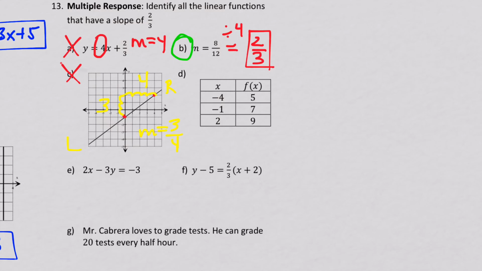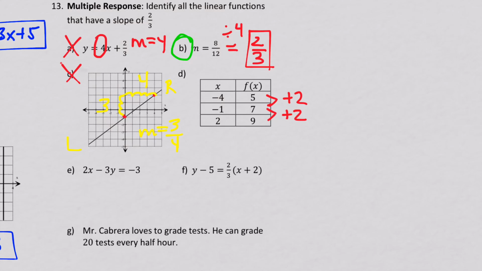When I go to my table example, which is D, again from a table I can find slope using the patterns or the change. So let's first start with the Y column. How does it change from 5 to 7? From 5 to 7 it's adding 2, so it goes up 2. And again from 7 to 9 it's up 2.